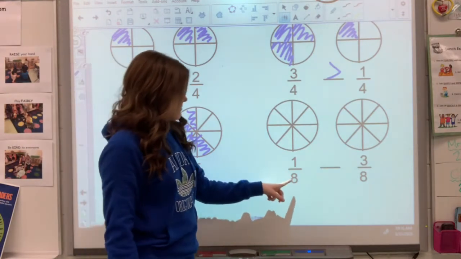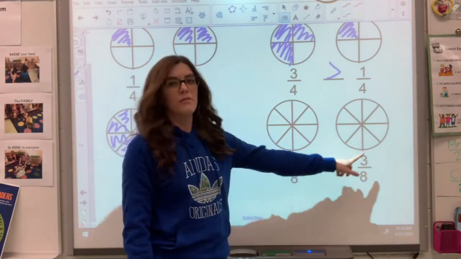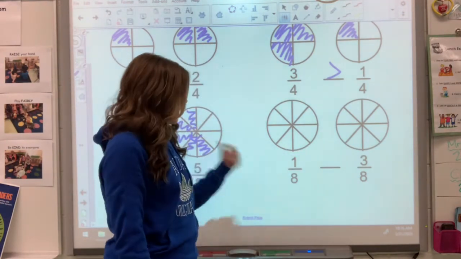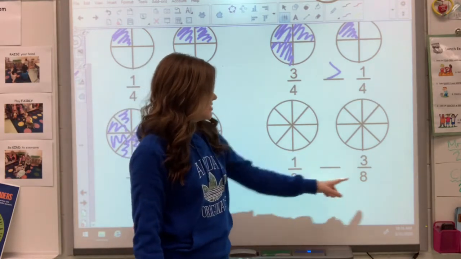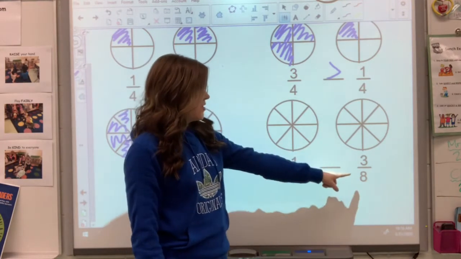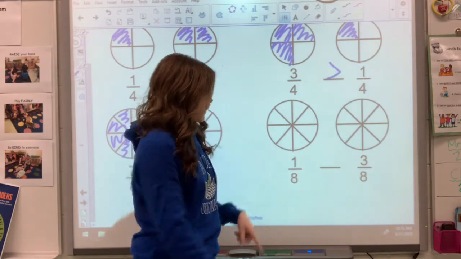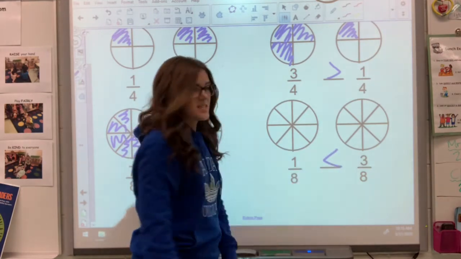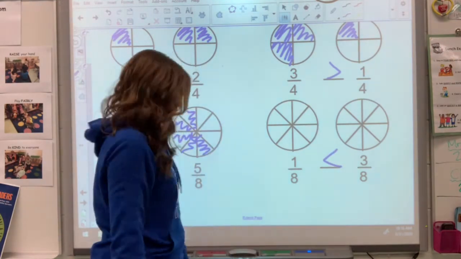The next ones that I'm going to compare are 1/8 and 3/8. And just like the last one, I can just look at my numerator since my denominators are the same, and I know right away that 3 is bigger than 1, so that means 3/8 is bigger than 1/8, okay?